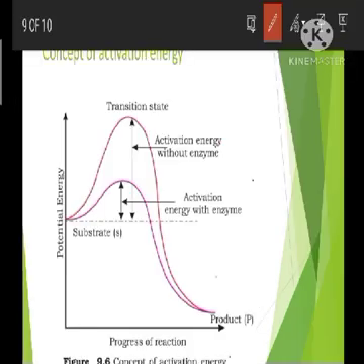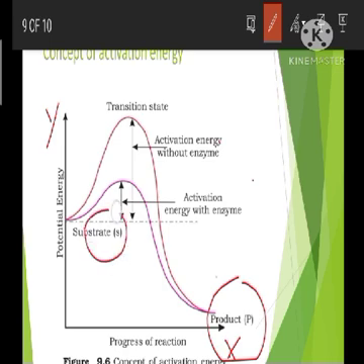This is a graph that shows the concept of activation energy. In this graph, the y-axis represents the potential energy and the x-axis shows the progress of reaction. It shows the progress of the structural transformation of the substrate passing through the transition state and thus forming the product. So here the product is formed, isn't it? If you see the energy level difference between S and P, the substrate and product, the product is having low energy level, isn't it?